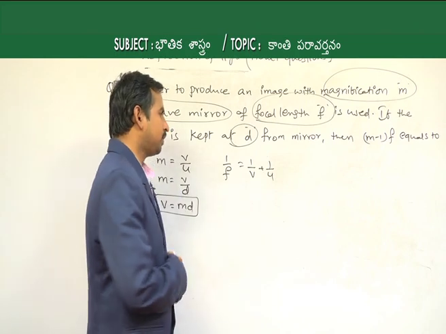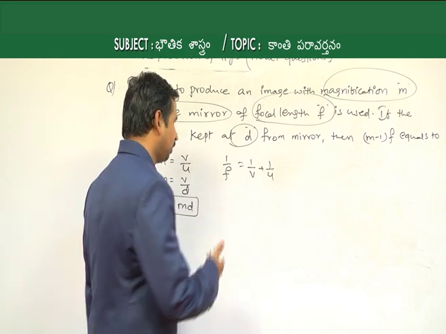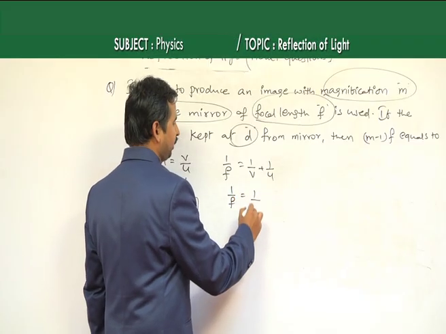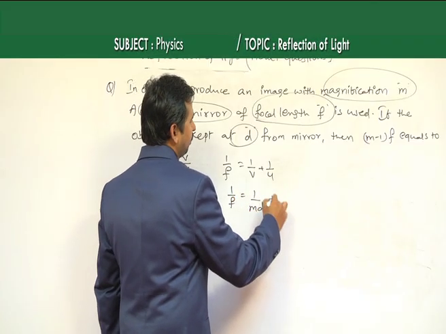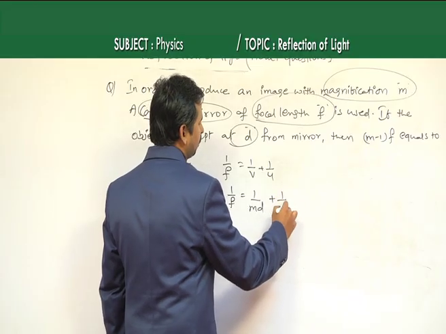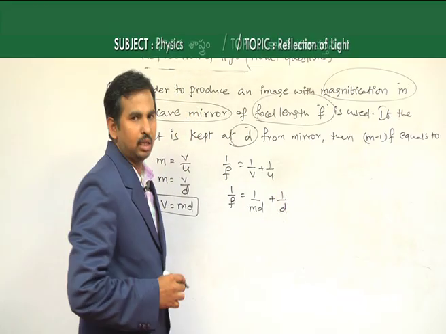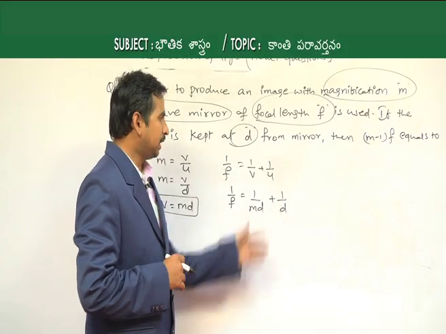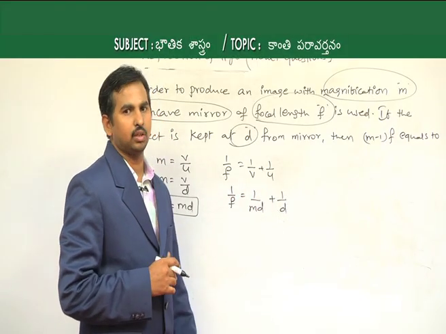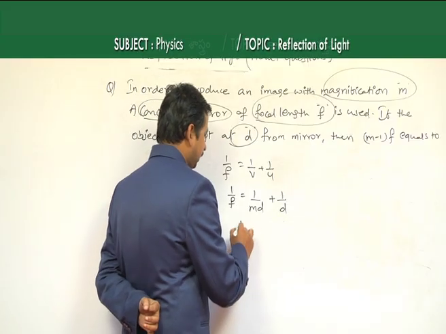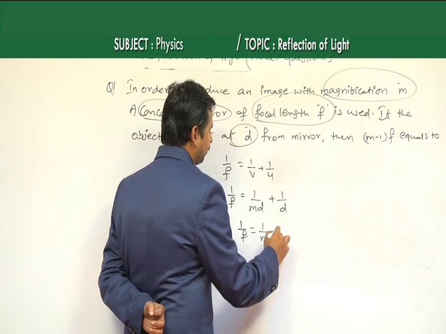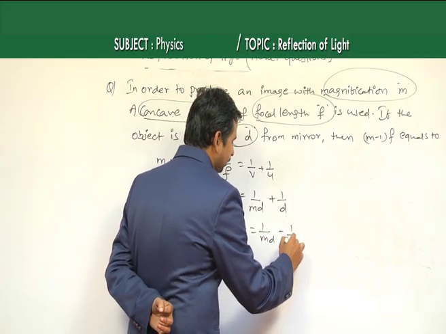Then as 1/f = 1/v + 1/u, if you substitute the values here, we get 1/f = 1/v, where the v value is m into d, plus 1/u, where the u value is given, that is d. Then if you apply the sign convention, as this is a concave mirror, the object distance we have to take as minus. Then 1/f = 1/(m d) - 1/d.